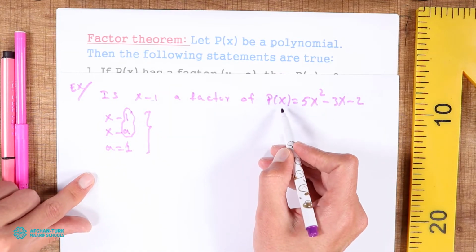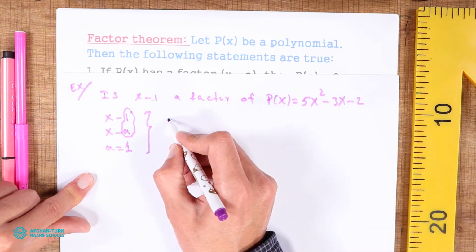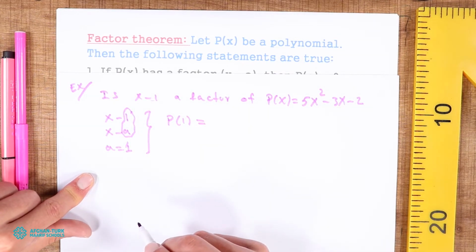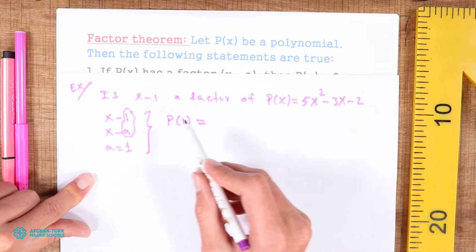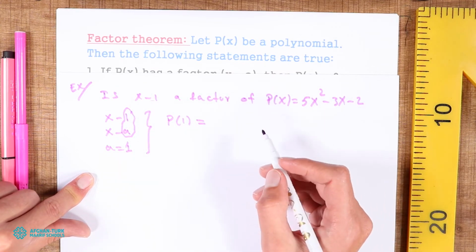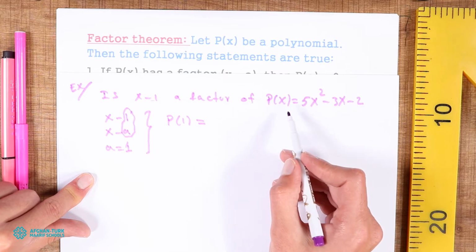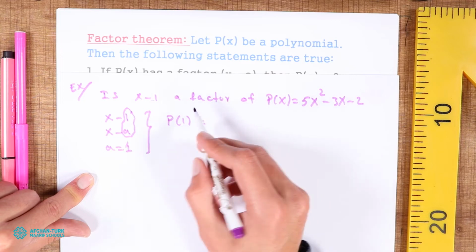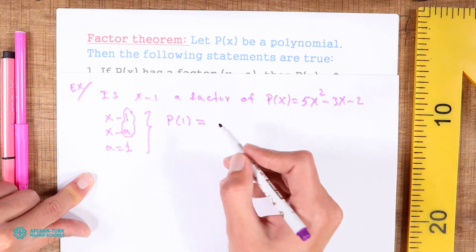So if you put 1 in here, p of 1 must be 0. If it is 0, we get the result that x minus a is a factor of p of x. If it doesn't come 0, you can say that x minus 1 is not a factor of polynomial p of x.